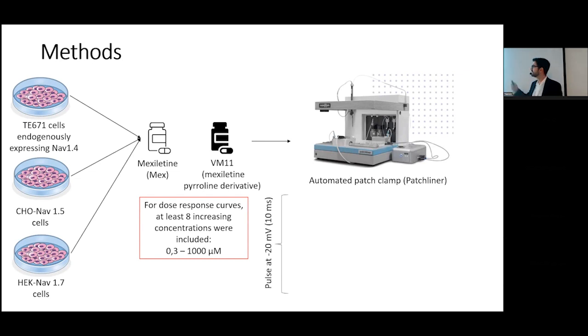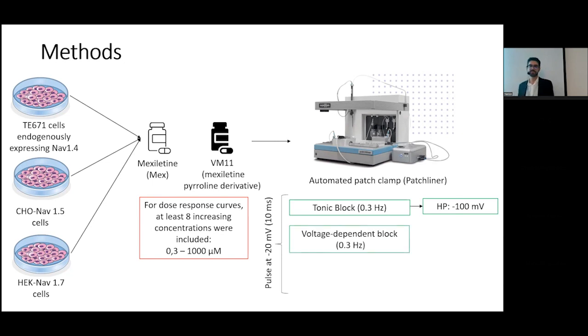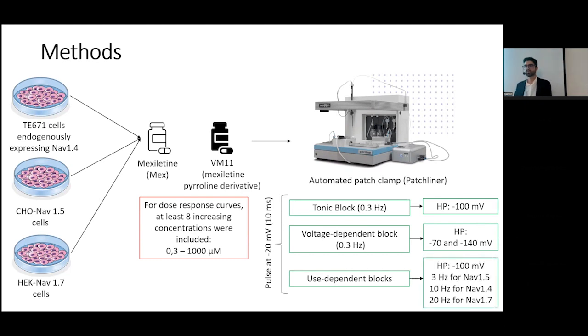We analyze the recording peaks at -20 millivolts in different conditions, in particular, tonic block with a holding potential of -100 millivolts, voltage-dependent block with 2 different holding potentials, -70 and -140 millivolts. And then also use-dependent blocks with a holding potential of -100 millivolts, and in particular, 3 Hertz for NaV1.5 to mimic the pathophysiological heart rate, 10 Hertz for NaV1.4 to mimic the myotonic discharge, and 20 Hertz for NaV1.7.